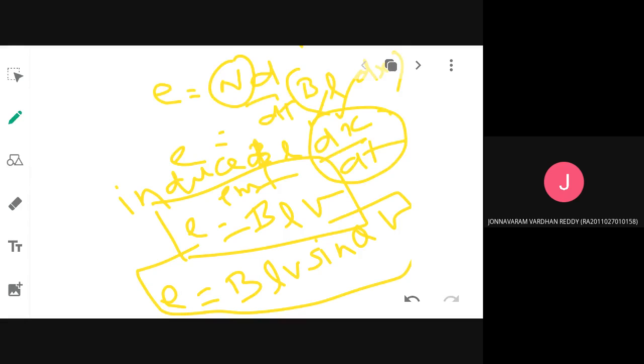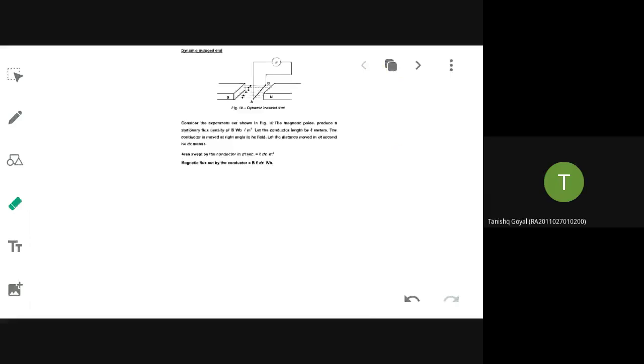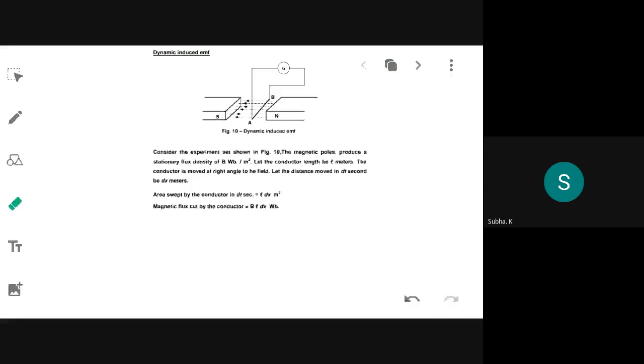BLV sin theta. B bar dot L bar into BLV sin theta. Okay. When the coil is moving, or rotating, how will you be able to generate an EMF? Moving means rotational mechanism only. Okay, it is rotating like this, thereby making a movement.